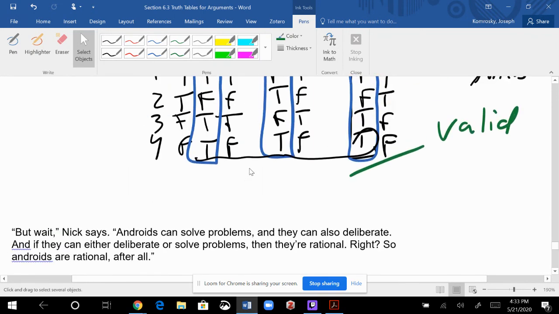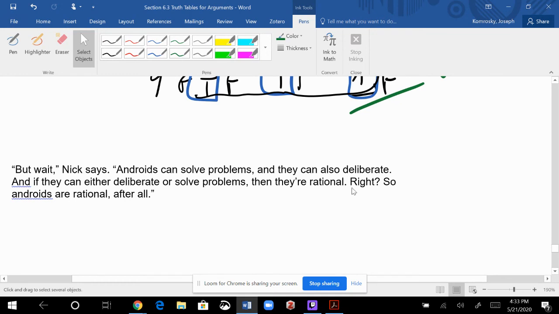So let's do the second one. If we continue to read, we're looking for logical operator words, right? So, but wait, Nick says androids can solve problems and they can. So if we were to play along, there's a conjunction there, and there's a conjunction here, and we have an if, we have a then, we have a so, a conclusion indicating word. So let's see if we can map this out. Androids can solve problems and they can deliberate. So let's say solve and deliberate. Say premise 1. And there's a period.